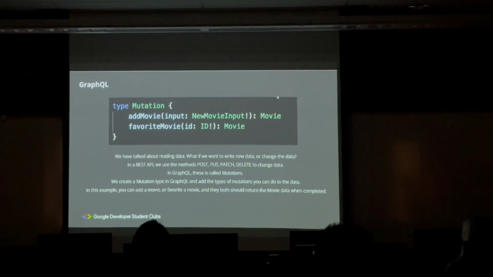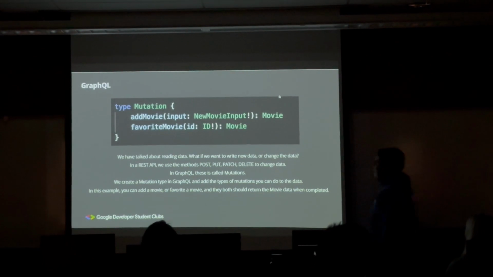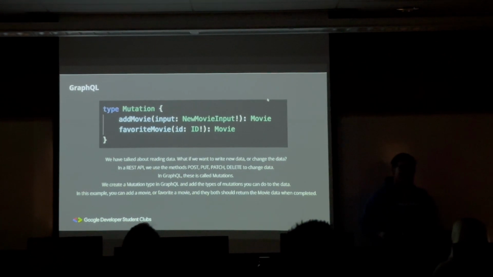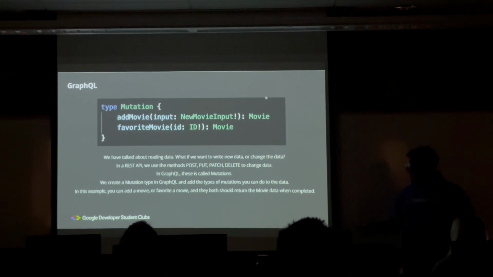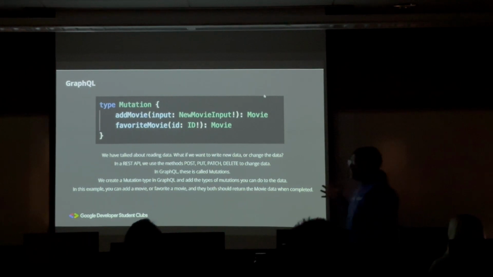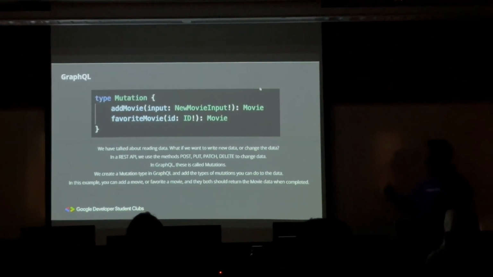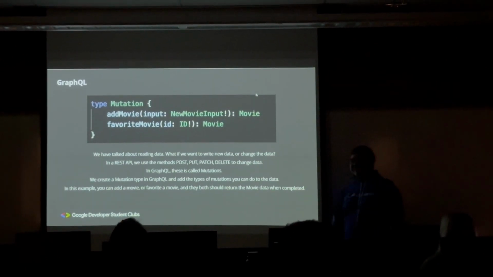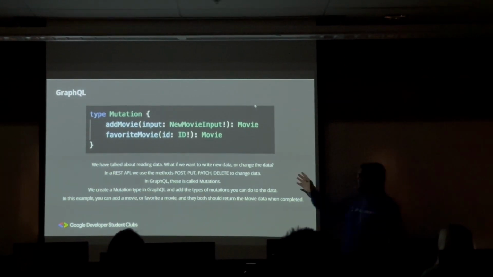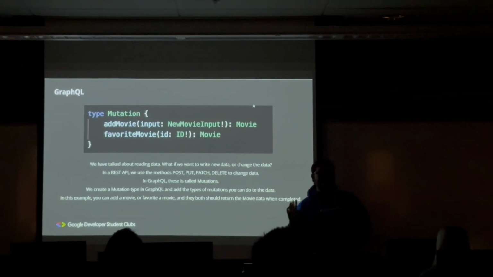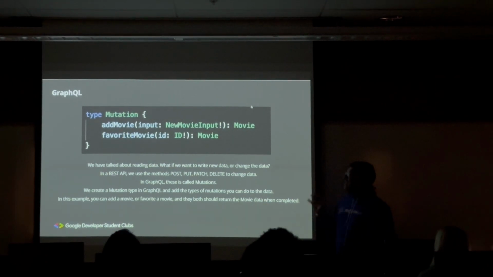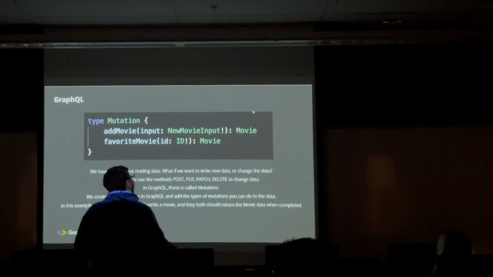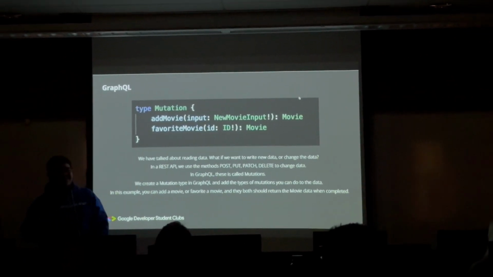So what if you want to change data or write new data? In REST APIs, we use methods such as post, put, patch, and delete. Have you guys heard of that and REST and all that? We could do that with GraphQL too, except that in GraphQL, they're called mutations because you're mutating or modifying data. Just like the query type, we make a mutation type with a list of things that you're allowed to do. The list of things that you're allowed to mutate, such as, in this example, we're allowed to add a new movie to the database. Or a user could favorite a movie, which adds it to their list of favorites.